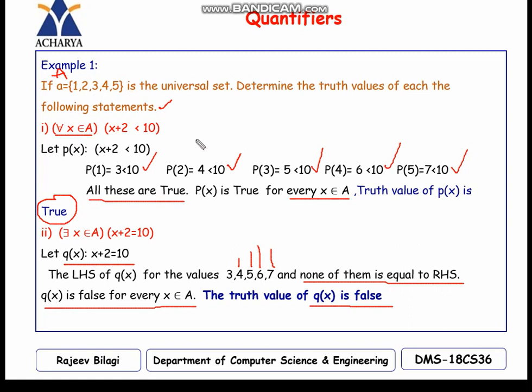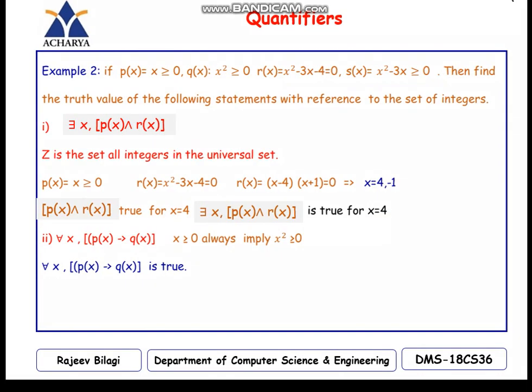In the same way, we are going to find the different truth values, and for a given quantified statement, we are going to write down the negation of that particular statement. Okay, so we'll see the next problem.